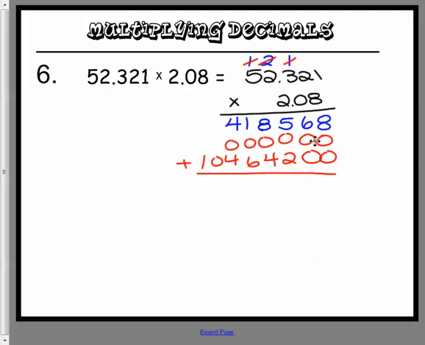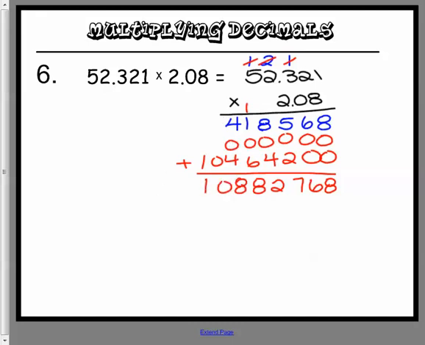Time to add them up. 8, 6, 7, then a 12, so carry my 1. 1 and 1 make 2, plus 6 makes 8. 4 and 4 makes 8. Bring down my 0, bring down my 1.